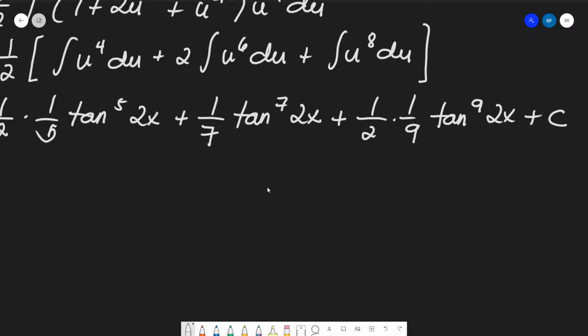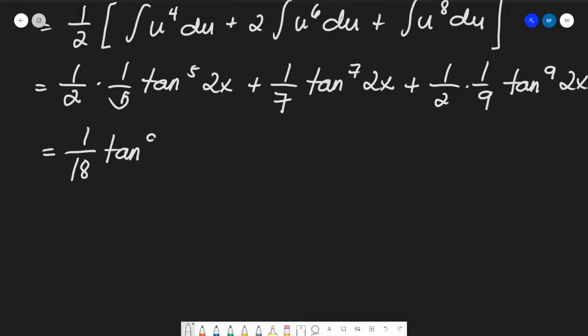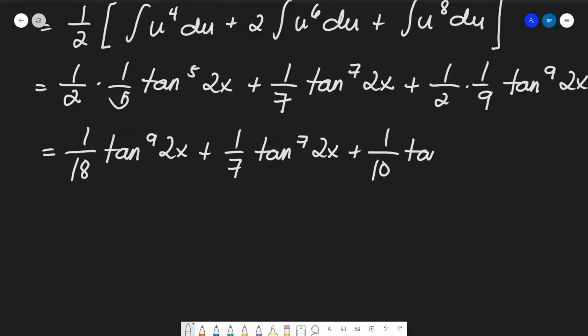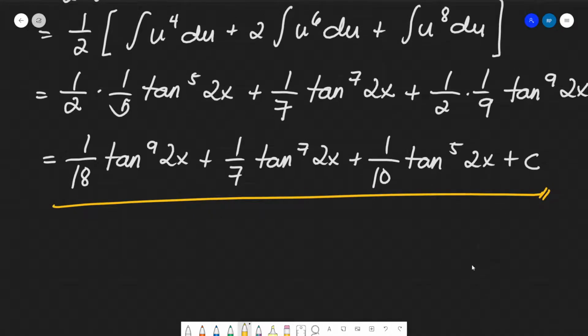So, yung iba, nire-rearrange siya in order of decreasing power. Kasi ganun naman talaga dapat. So, gawin ko lang siya dito. 1/18 tangent raised to 9 ng 2x plus 1/7 tangent raised to 7 ng 2x plus 1/10 tangent to the fifth ng 2x plus c. Yan yung final answer. Okay? So, medyo mahaba lang siya ng konti, pero solvable yan.